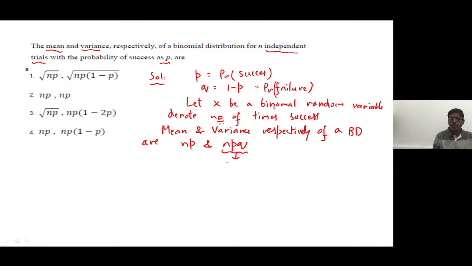This Q is already 1 minus P, so this can be written as NP into 1 minus P. So the answer is NP and NP into 1 minus P. So accordingly option 4 is the answer. Hope that understood. If you refer to probability problems, binomial distribution, this is a direct formula based question.